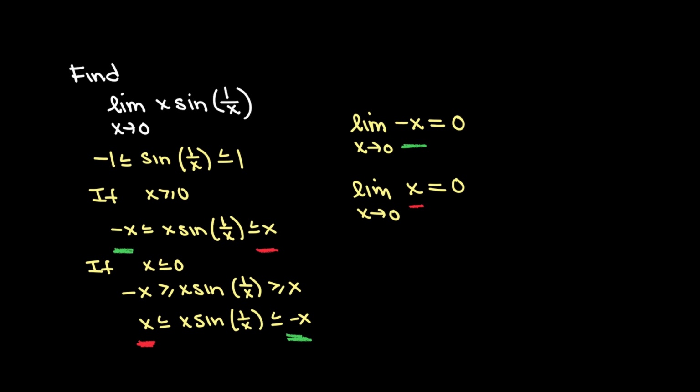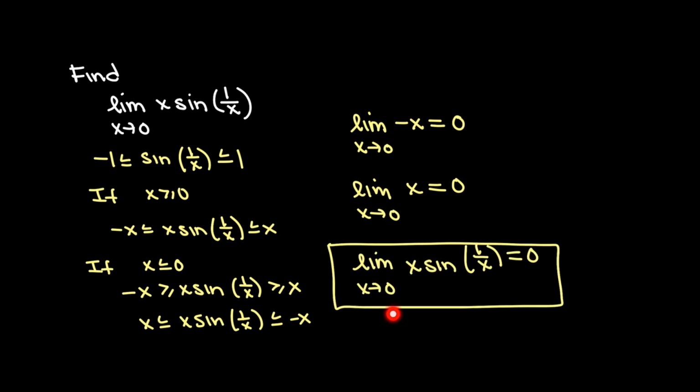And since both of these limits are 0, and they happen to be my upper and lower bound for both coming in from the right and the left side of 0, that means the limit as x goes to 0 of x sine of 1 over x is also equal to 0. And that's just an application of my squeeze theorem.